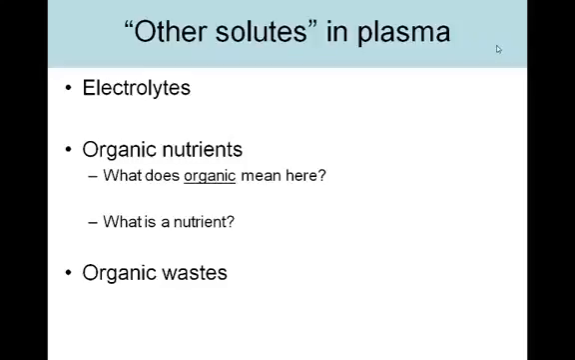So some examples of organic nutrients that we're going to find in our plasma: glucose, amino acids, which are the things that we use to build protein. We're going to find even organic waste in our plasma, like urea. Urea is a waste product that's produced when we use proteins for energy.